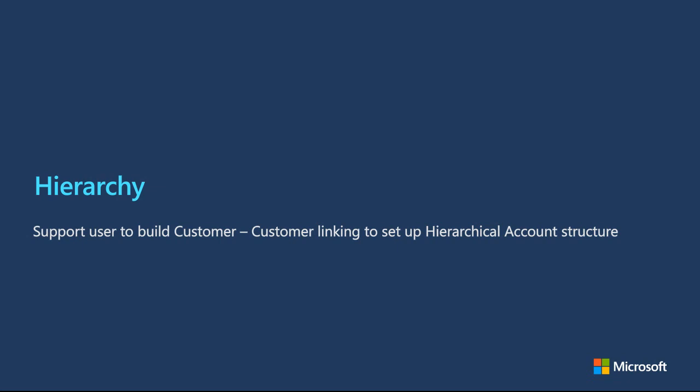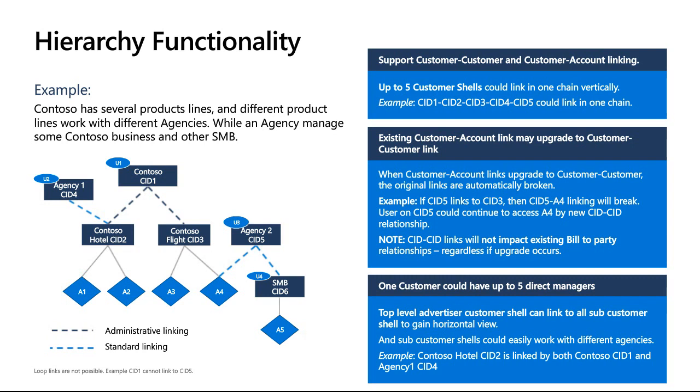So for hierarchy, we offer 6 key capabilities. Firstly, beyond today's customer-to-account linking, hierarchy also supports a new linking type, customer-to-customer linking. User could leverage this customer-to-customer linking to build hierarchical account structures. Secondly, you may ask, I already adopt today's customer-to-account linking to manage all my client accounts. Can I upgrade to the new linking type? The answer is yes. We support users to easily upgrade the existing customer-to-account linking to the customer-to-customer linking. It will help you to remain all the account access, meanwhile grant you the additional permission to complete the customer level tasks.